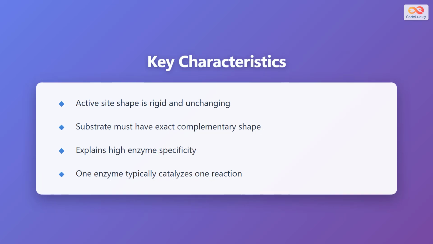Let's examine the defining features of this model. First, the active site shape is rigid and unchanging, meaning it maintains the same structure before, during, and after substrate binding. Second, the substrate must have an exact complementary shape to fit into the active site, much like puzzle pieces. Third, this explains the high enzyme specificity we observe in biological systems. And fourth, because of this strict shape requirement, one enzyme typically catalyzes only one specific reaction. This selectivity is crucial for maintaining order in the complex network of biochemical reactions in living cells.